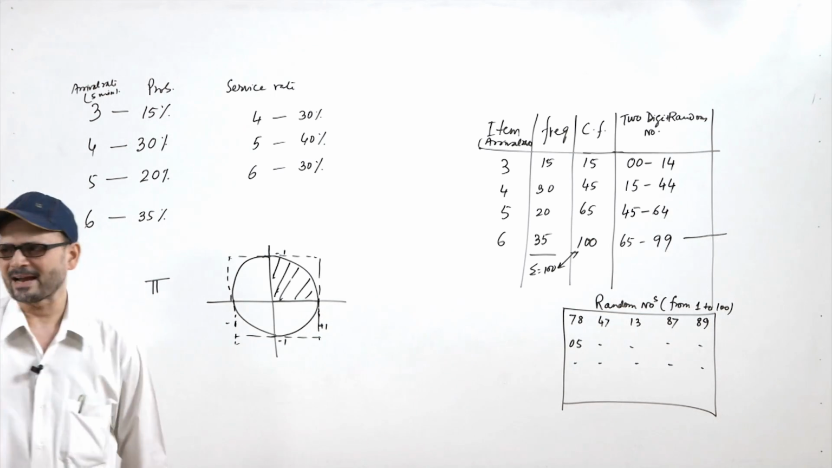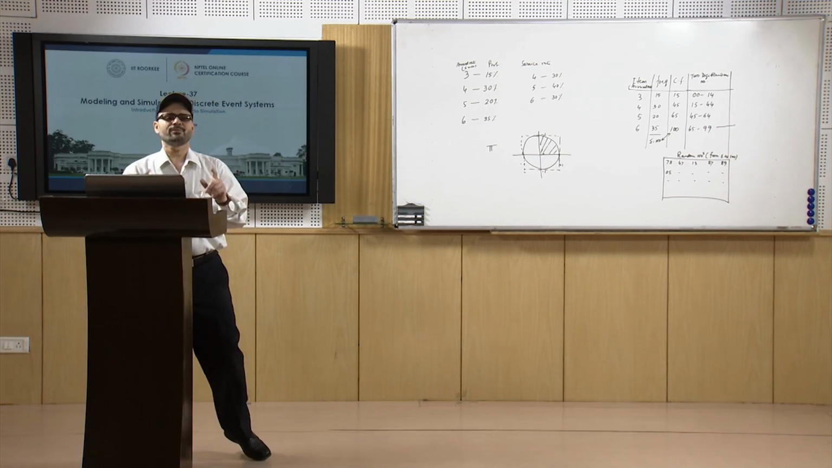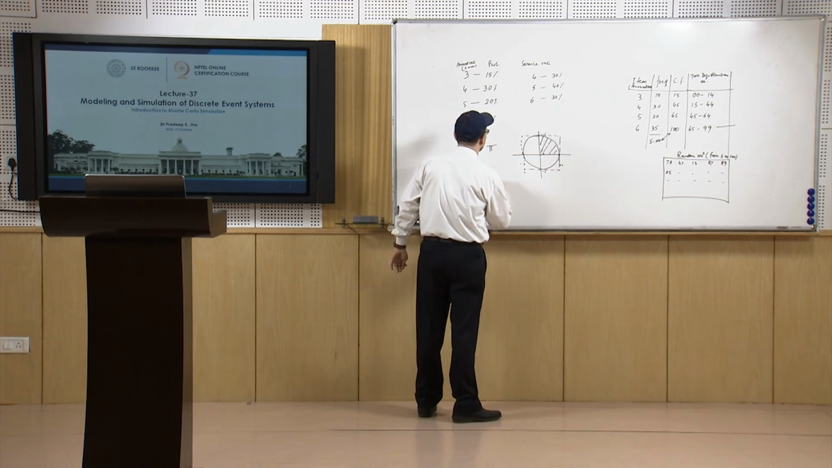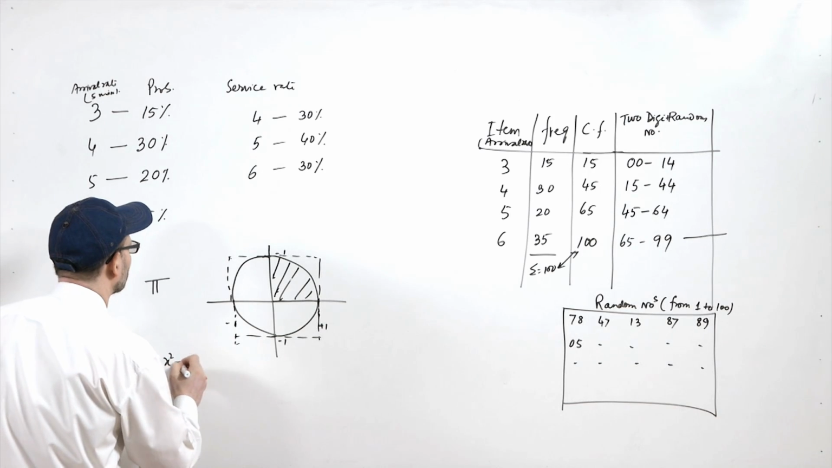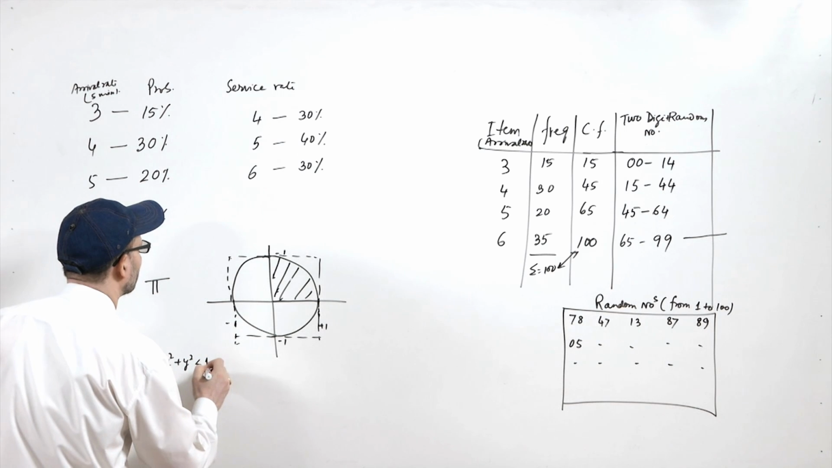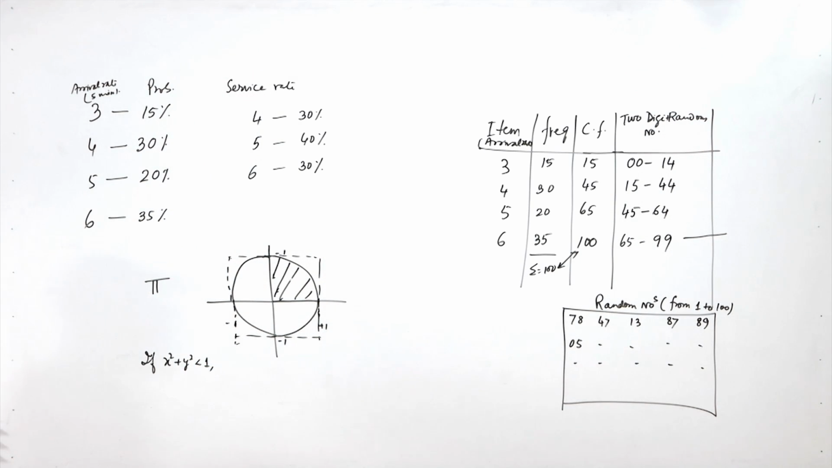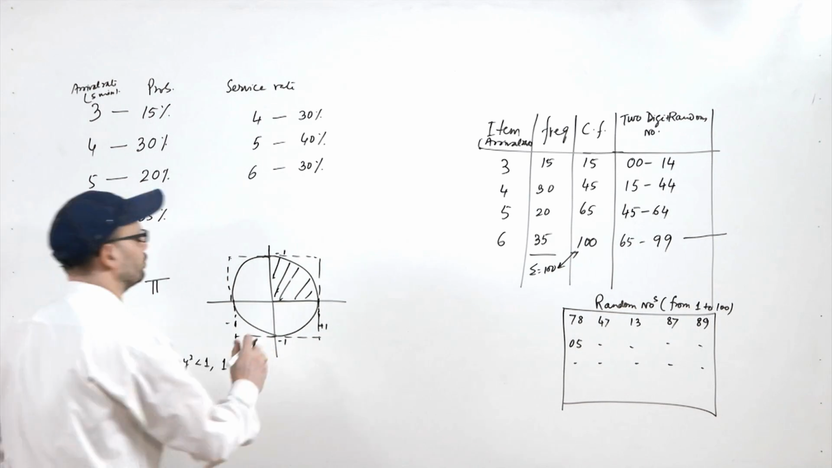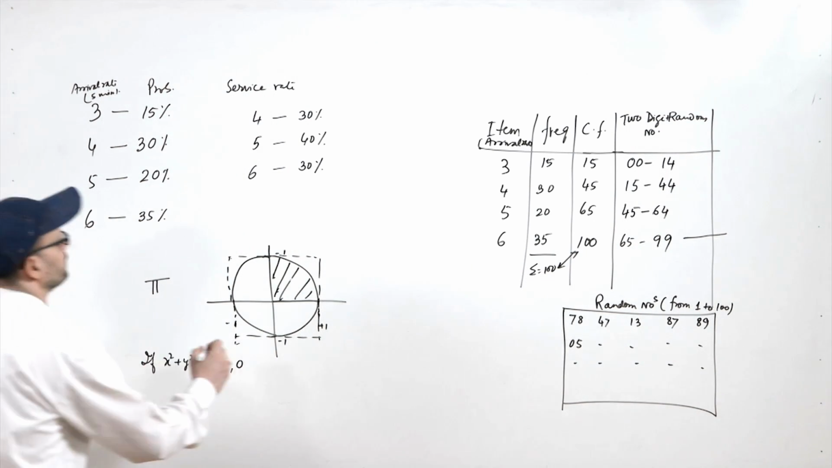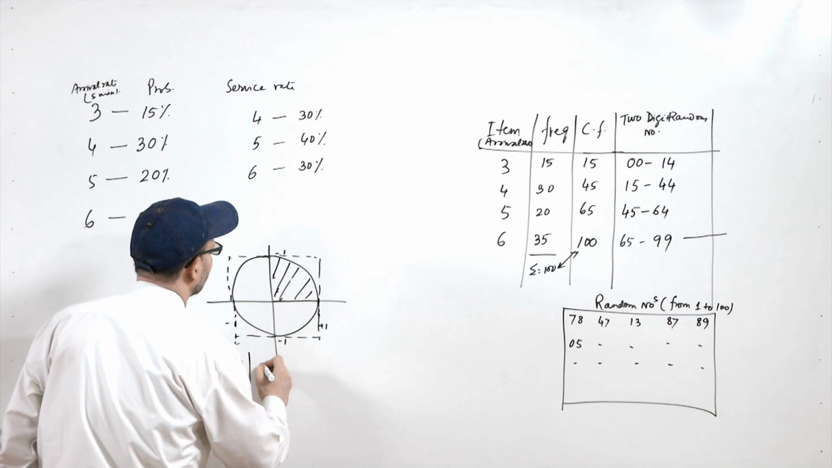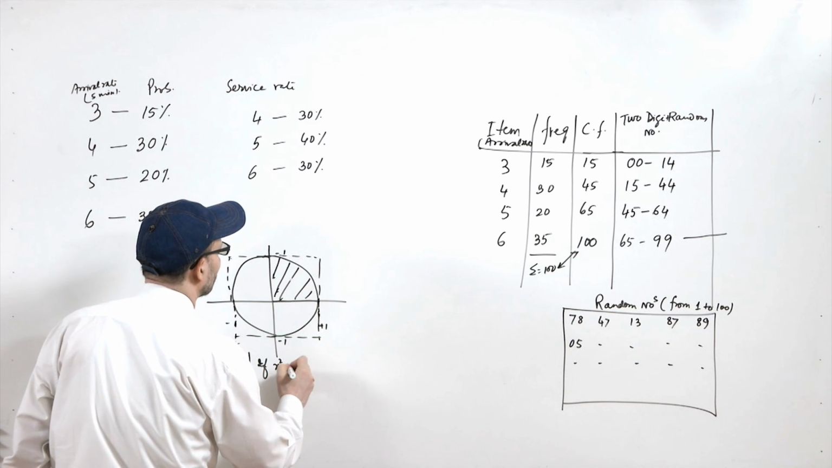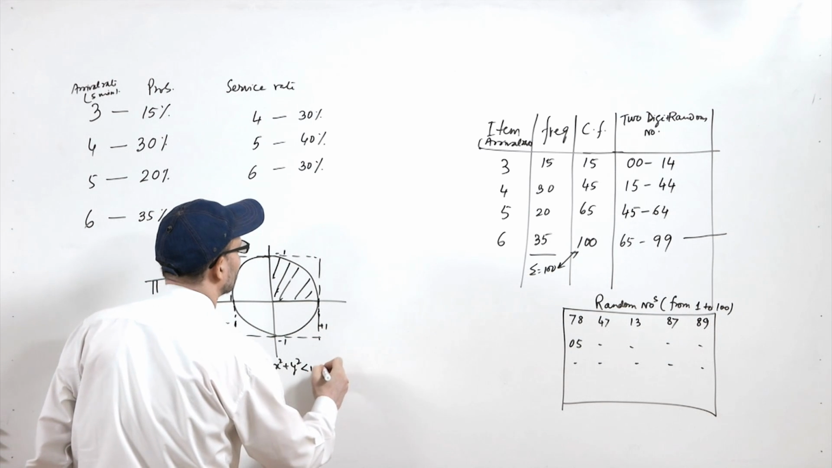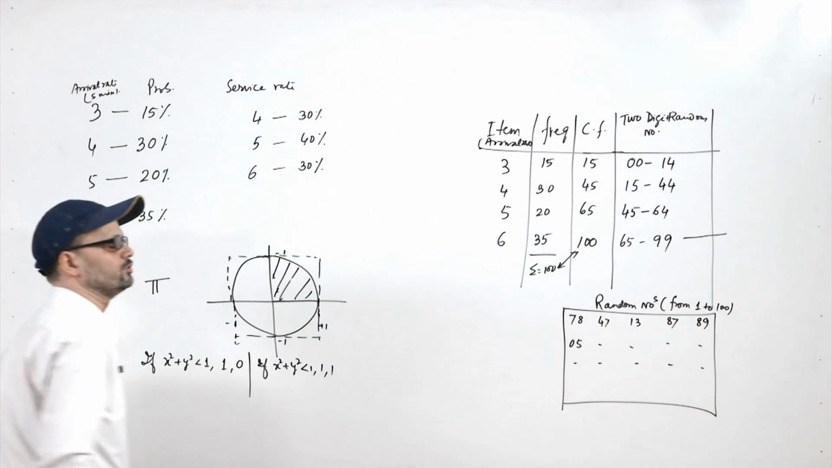So, for that we are writing a condition: if x square plus y square is less than or equal to 1, then you write 1, or else you write 0. This will be one condition, and the next condition will be: if x square plus y square is less than or equal to 1, then you write 1, otherwise you also write 1.